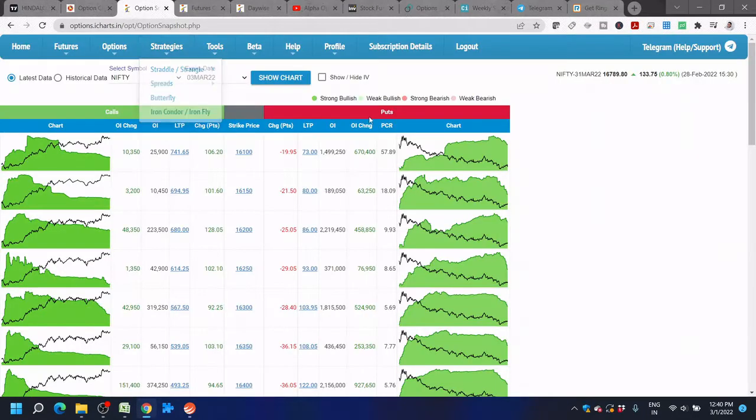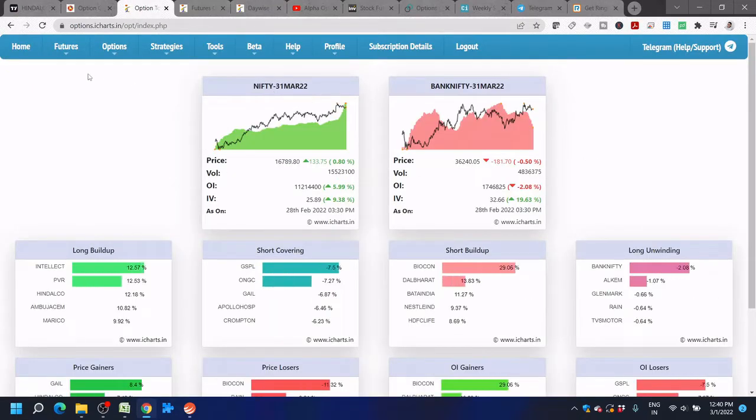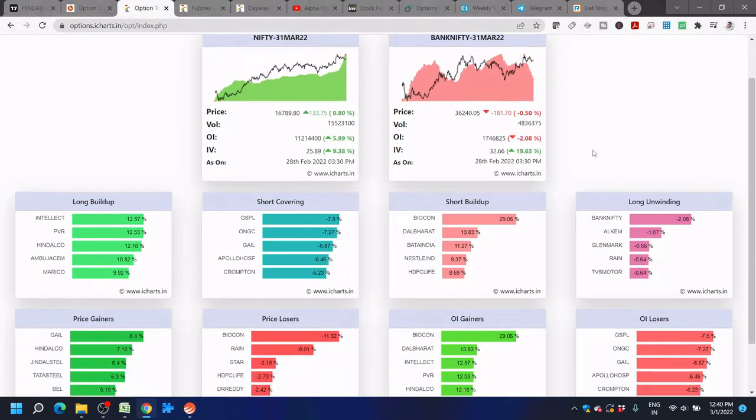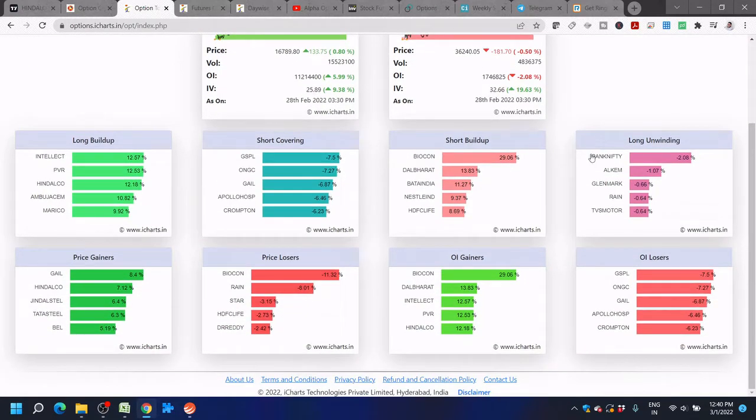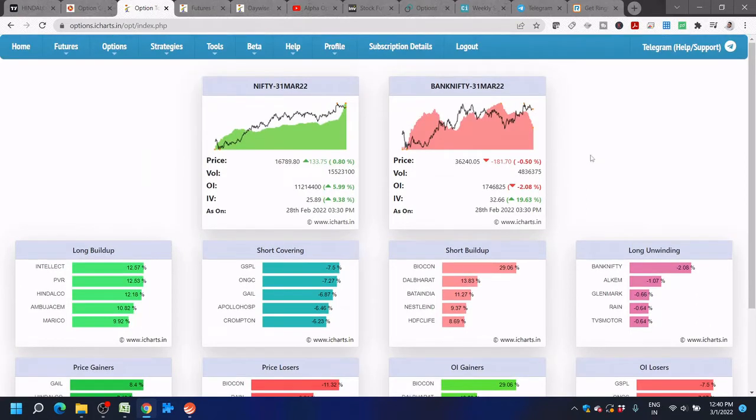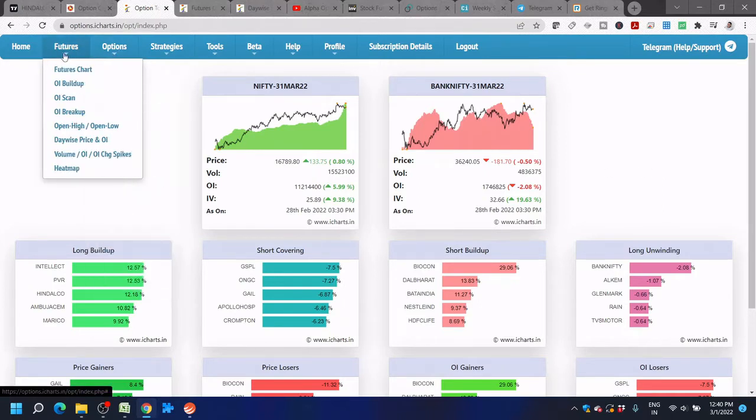So I'm using a tool called Options iChart. This is a very good tool, and it's on a premium subscription, and the subscription is also decent enough for you to afford it. In this you will be able to analyze all stocks, their futures, their open interest and price, and everything is available. So this tool can also act as a scanner for you. Without wasting much time, I will show you how we can actually scout for stocks where we can invest for a swing trade.